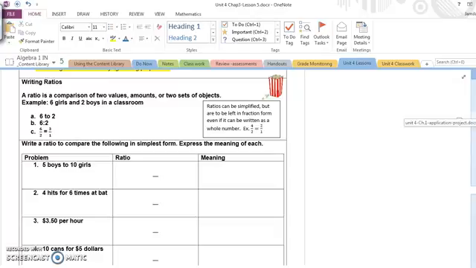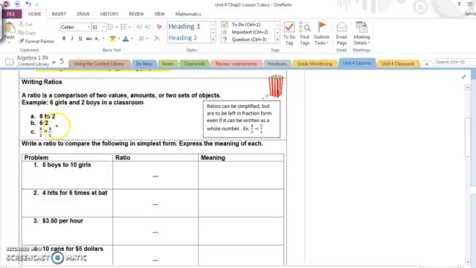A ratio is a comparison of two values, or two amounts, or two sets of objects. An example could be girls to boys in a classroom. If we have 6 girls and 2 boys in one classroom, we can create a ratio of girls to boys. We can say that we have 6 to 2. We can say the ratio is 6:2, or we can write a ratio as a fraction, 6/2. All 3 ways mean the same thing. It means that we have 6 girls to 2 boys. 6 girls for every 2 boys.